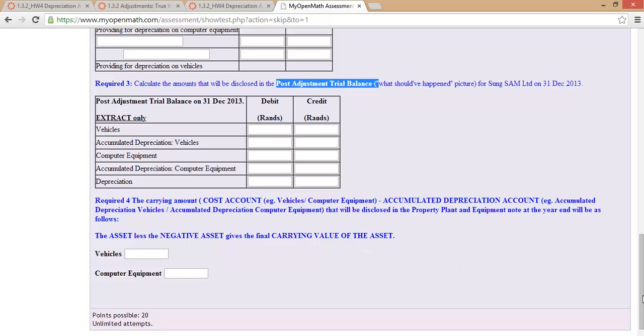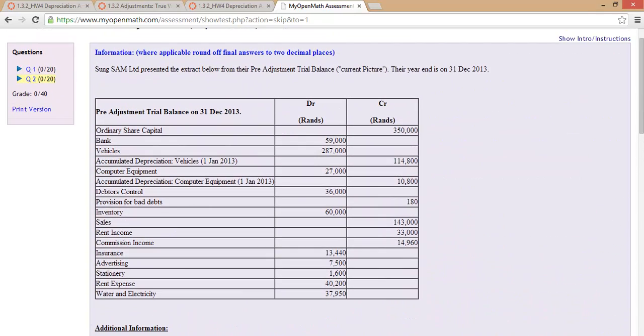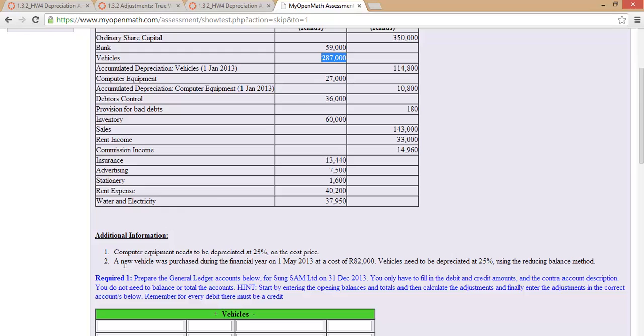So for this question, I want to focus only on vehicles. Again, we've got computer equipment and vehicles, but I'm going to focus only on vehicles. Computer equipment, you can look at the previous video. So for vehicles, we've got a closing balance on 31 December of 287,000 Rand. Then additional information, point number 2 says a new vehicle was purchased during the financial year on the 1st of May 2013 at a cost of 82,000 Rand. So let's look at our timeline.